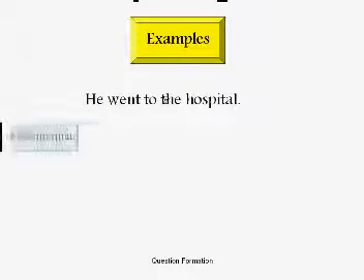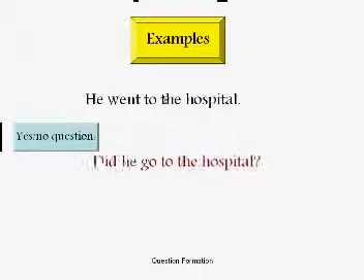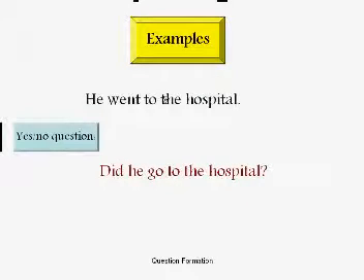Examples. He went to the hospital. The yes/no question would be, of course, yes, you have to find the auxiliary and the infinitive, so it's going to be, did he go to the hospital? This is the yes/no question. Okay. In order to form a WH question, this is going to be even easier.